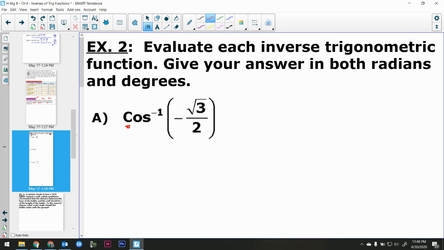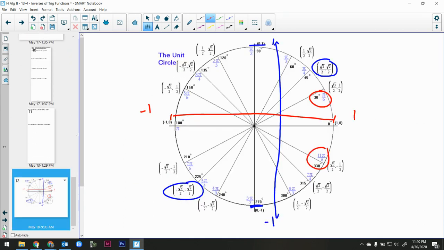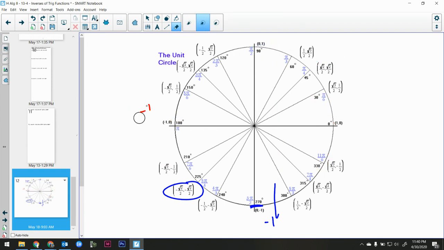Now look, capital C cosine. Capital C cosine is restricted to only the first and second quadrants. So where I may get answers down here, since you see a capital letter, you know better now. You know that this is only one solution. So where is that solution? Where's the x value with negative radical 3 over 2? Oh, found it. Right there.